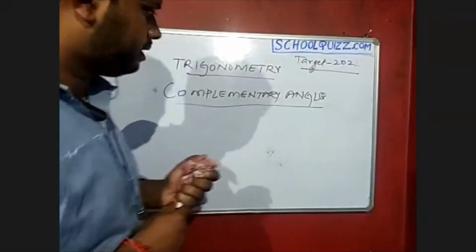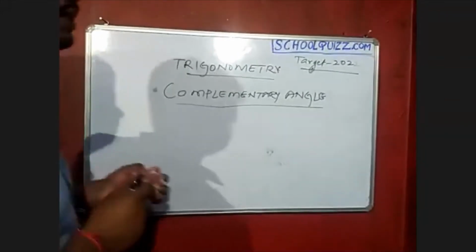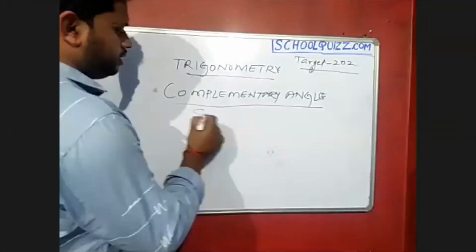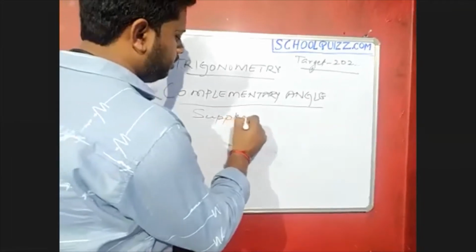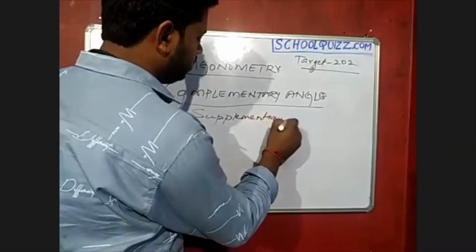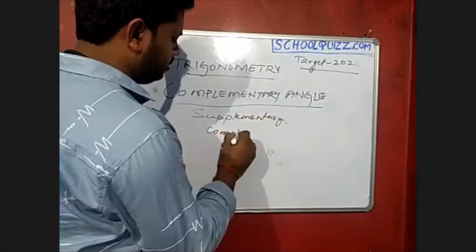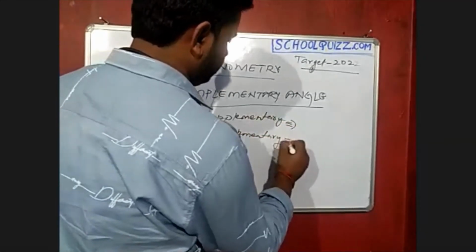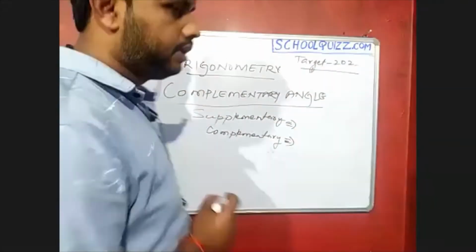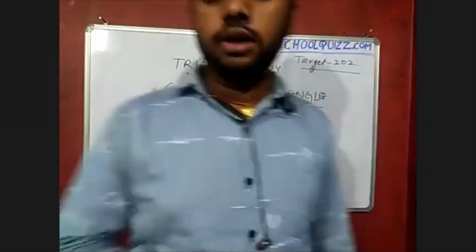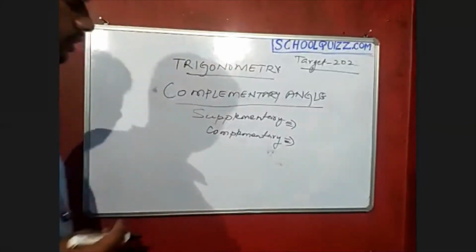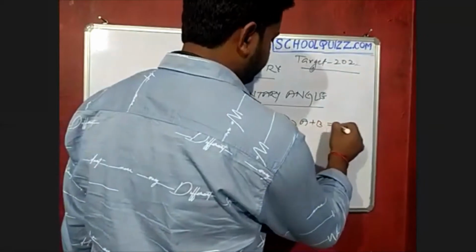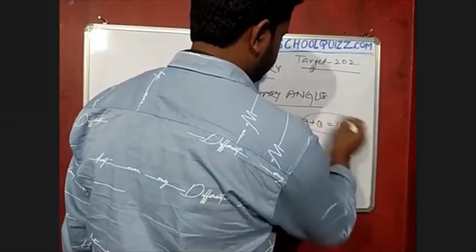Okay, complementary angles. As we have learned in junior classes like 7th or 8th, we heard two words, especially supplementary and complementary angles. Those things are included here, and in terms of geometry some ratio relations are formed. As we know, supplementary is a pair of angles whose sum is 180 degrees.